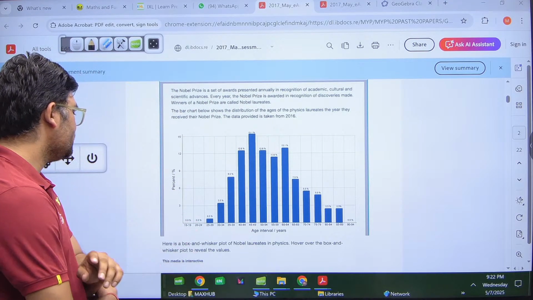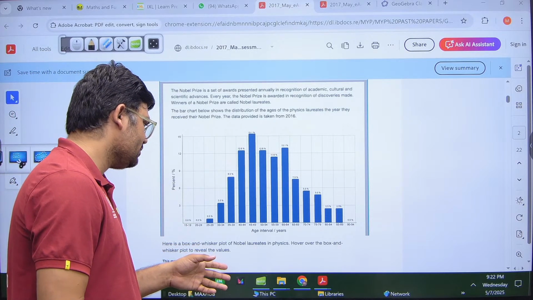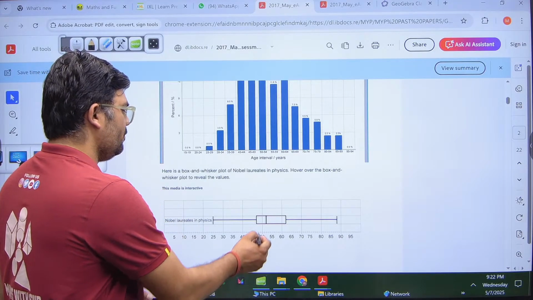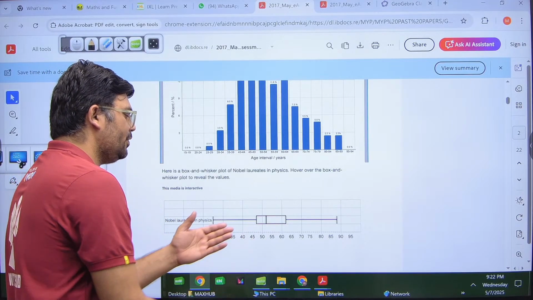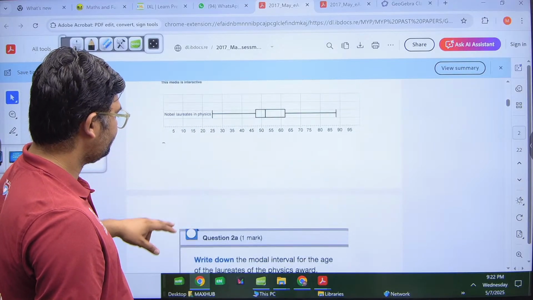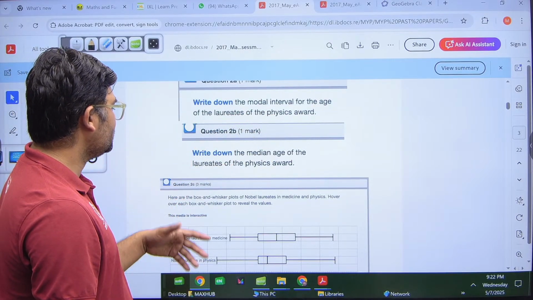Here is a box and whisker plot of the Nobel laureates in physics. Hover over the box and whisker plot to reveal the value. So when you touch this, it will tell you 52 point something. So this is easy, you can do it. Mode means the value which comes many times.